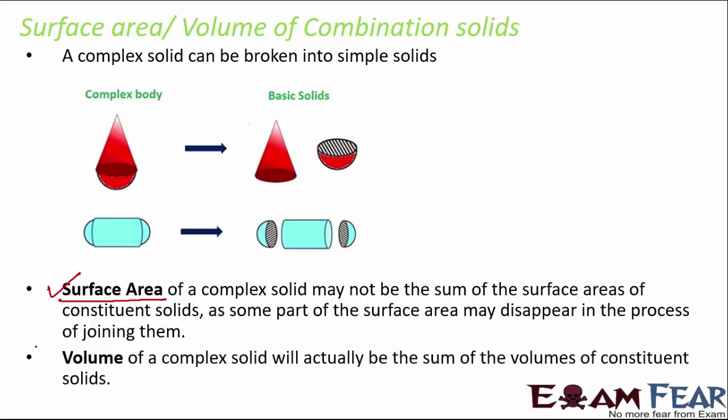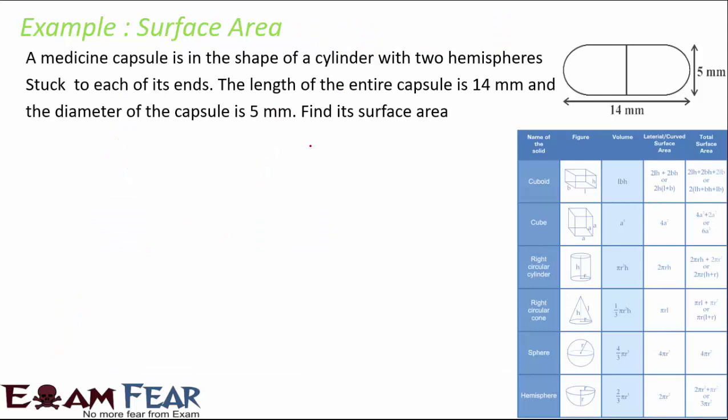But when we are dealing with volume, it is actually the sum of the volumes of the constituent solids. That means in this case, if we have to find the volume of this complex body, that will be as simple as the sum of the volume of the cone and the volume of the hemisphere. So when it comes to volume, we straight away add them up. But when it comes to surface area, we need to see what are the things that need to be added up, whether the total surface area needs to be added or not, because when they are joined, some of the surfaces disappear in the process of joining. So let's quickly look at some of the questions.